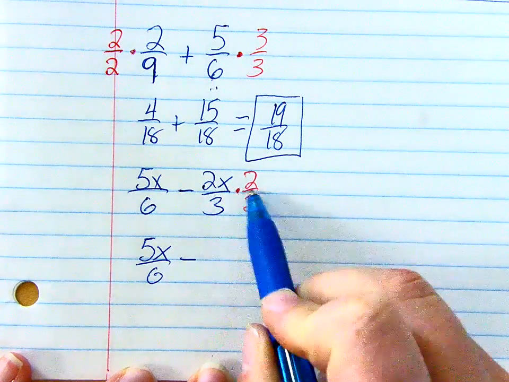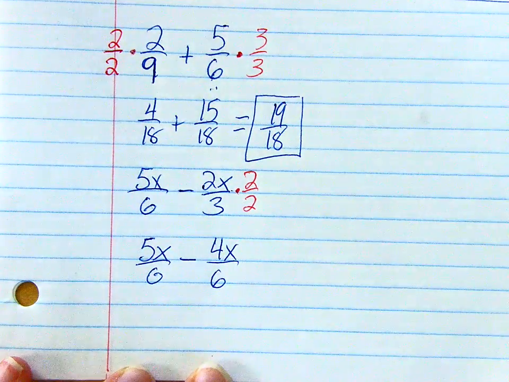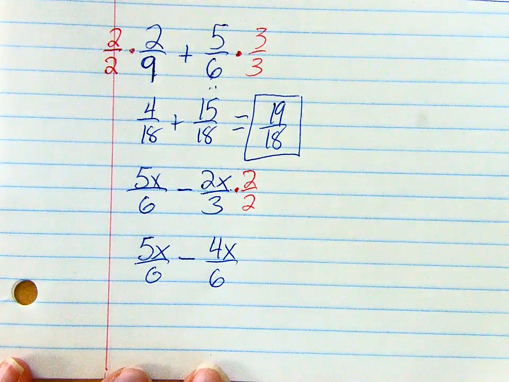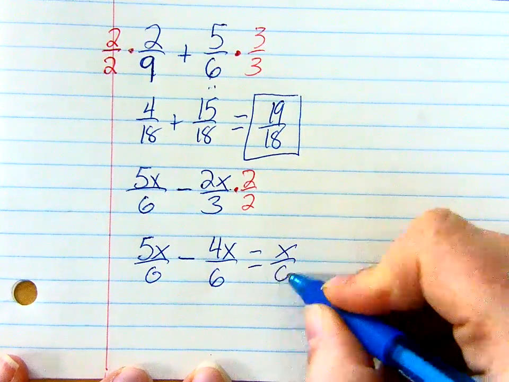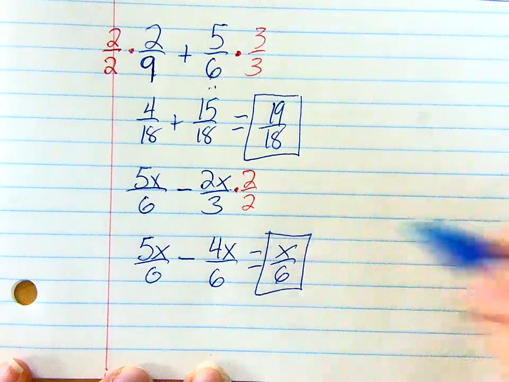So now when I do that, I'm really going to have 5x over 6 minus what? What does this numerator now become? 4x over 6. And 5x over 6 minus 4x over 6 would actually just be x over 6. Can that be simplified or reduced or anything? No, that's your answer.